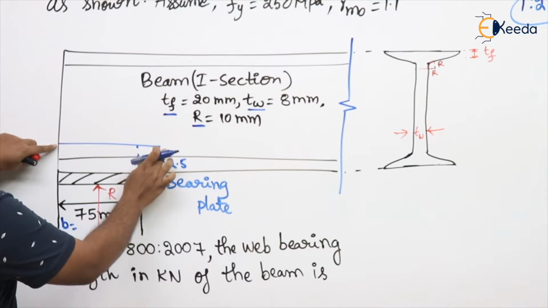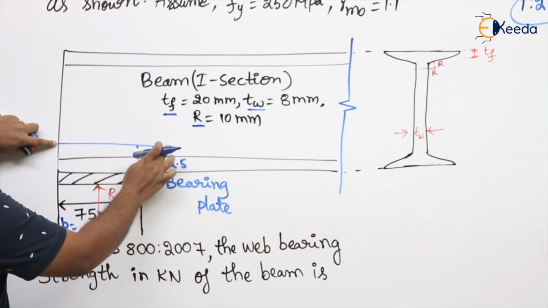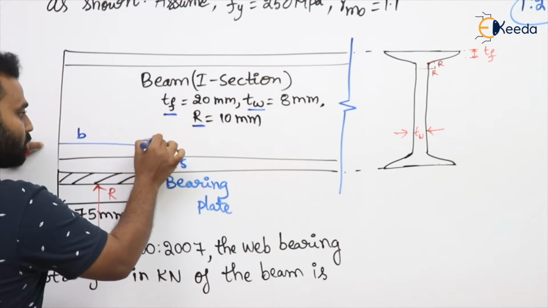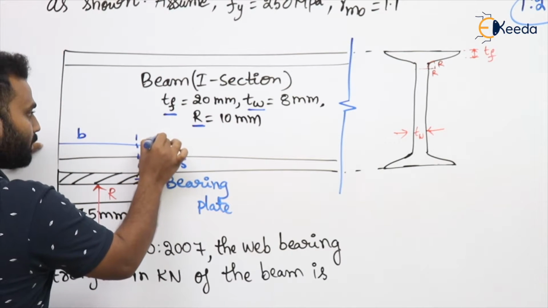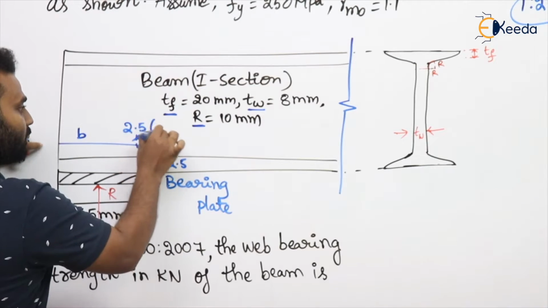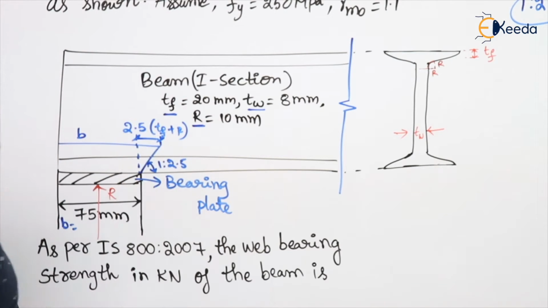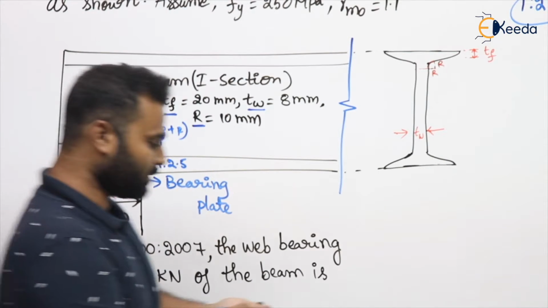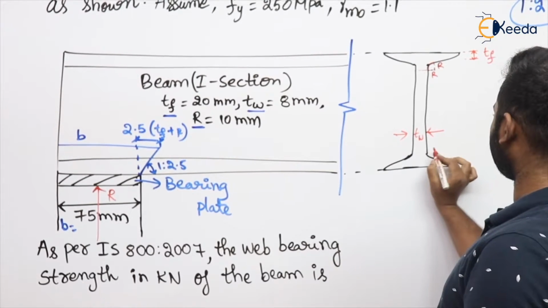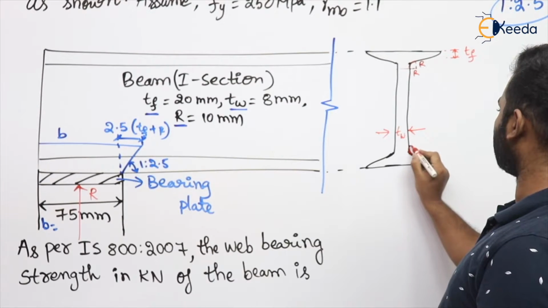Now we need to calculate the web bearing strength. At that location the width is B plus 2.5 TF plus R. It means at this location, this is a fillet and this is a flange.